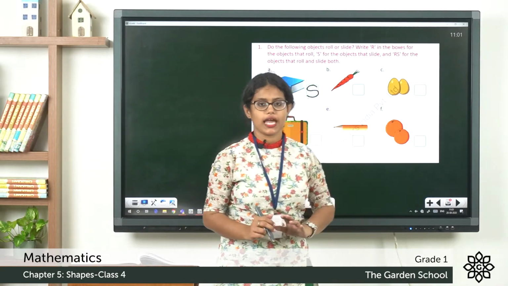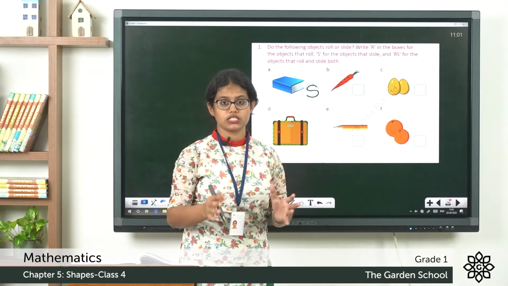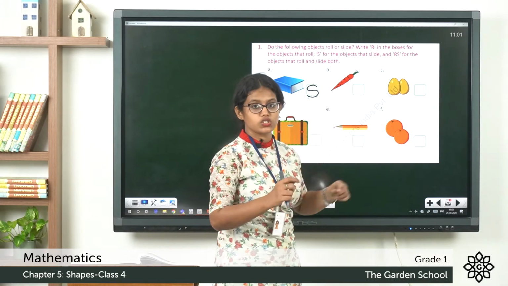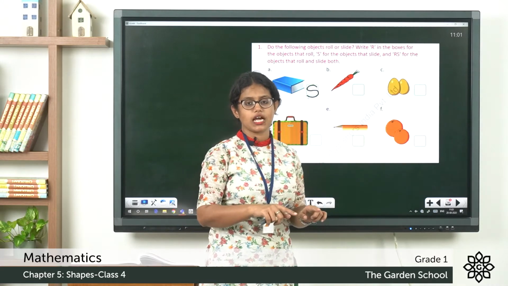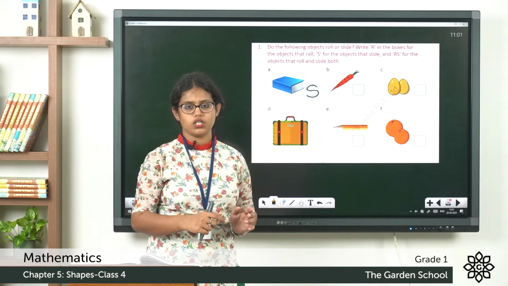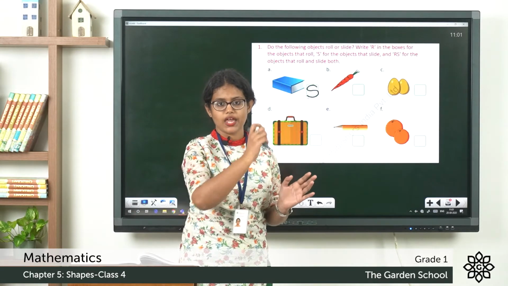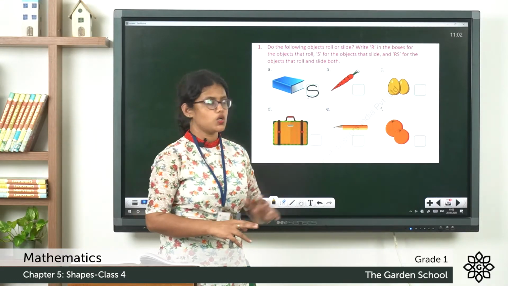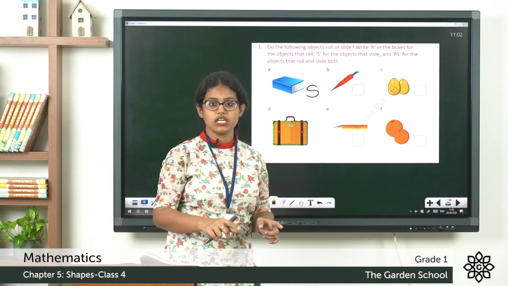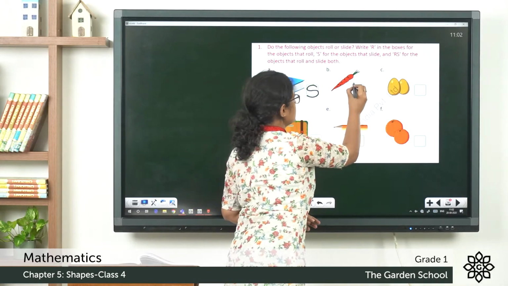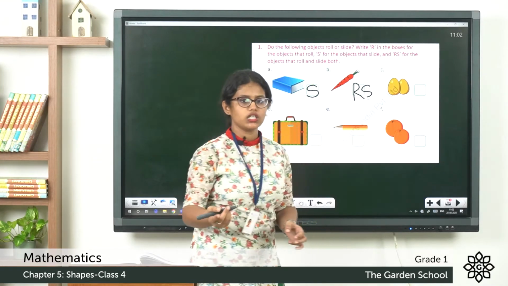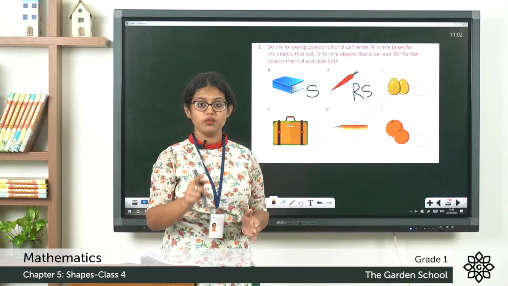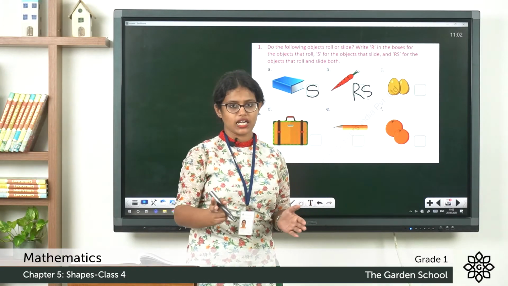And what about this carrot? If you keep a carrot on the table and move it, it can roll because it is circular in shape. At the same time, it can slide also. If you keep a wooden table and push that carrot, it can slide also. So this can roll as well as slide. You can write it here RS. You can take a carrot and experiment on a table, and you will be very clear how it will move and how it will slide.